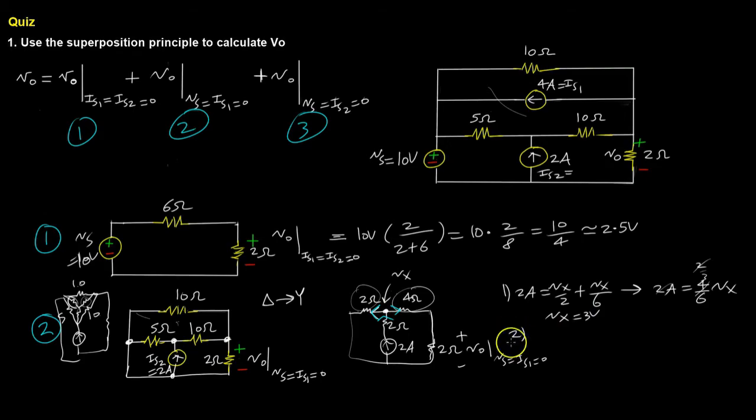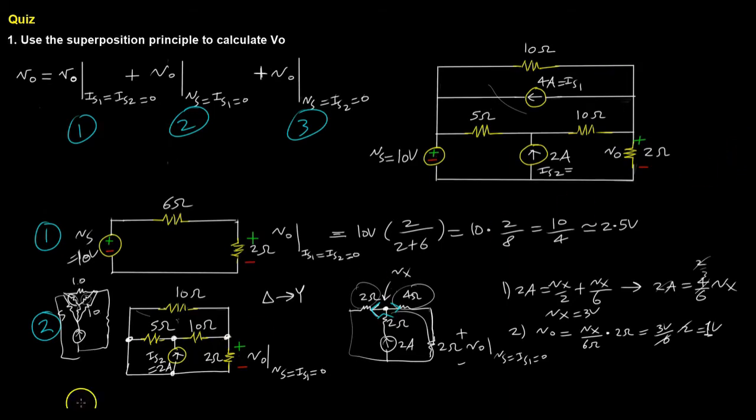Now for the second equation, we can see that Vout is whatever the current is in that entire branch. So Vx over 6 ohms, that's going to be the current going there, multiplied by that resistance 2 ohms. So that is Vx, which is 3 volts over 6 times 2. That's 1/3 times 3, that's 1 volt. So the contribution from that particular current source is going to be 1 volt at the output. Let's go ahead and do case number 3.